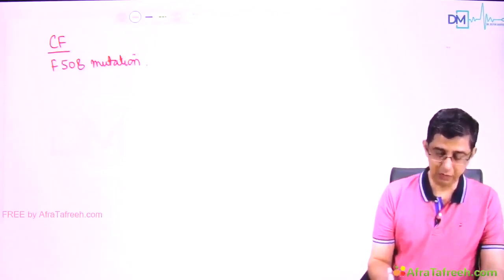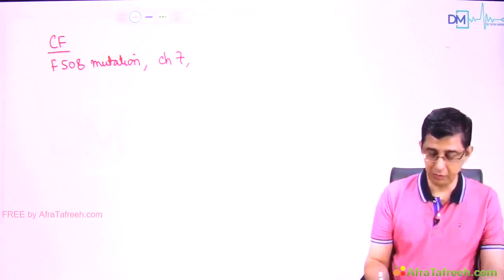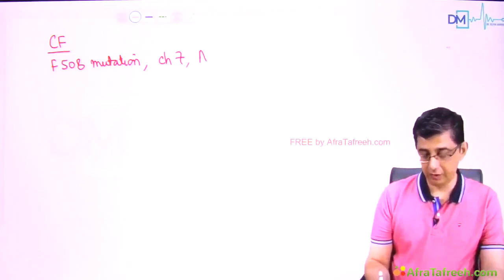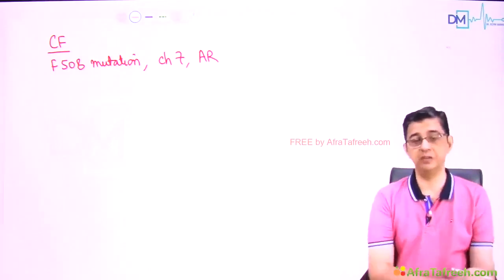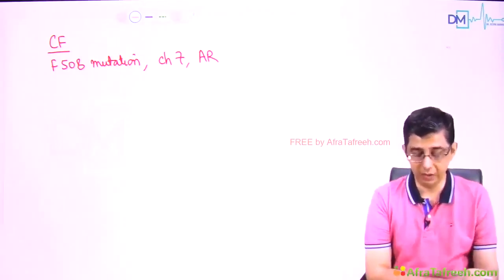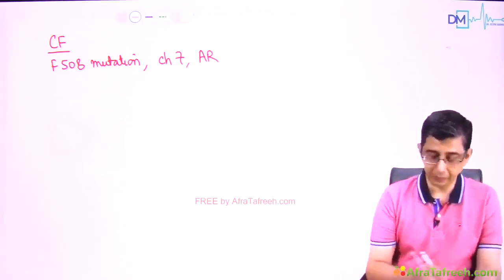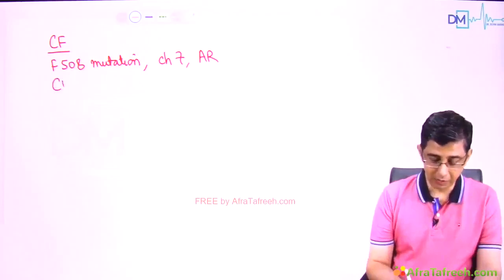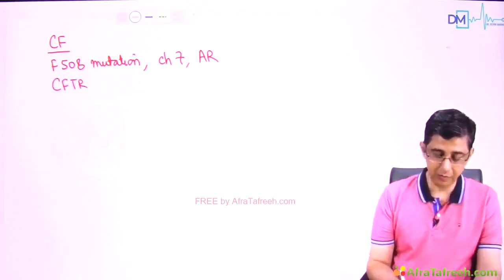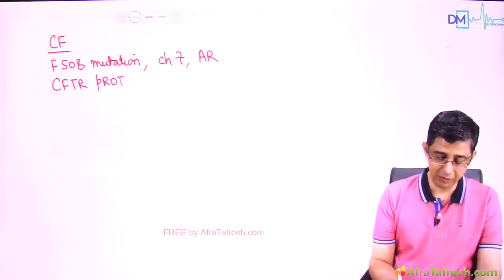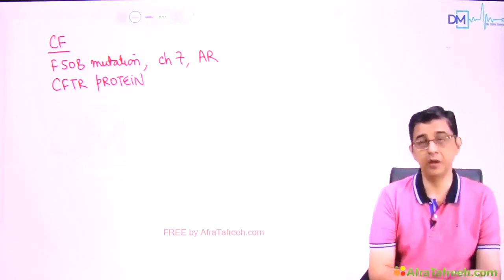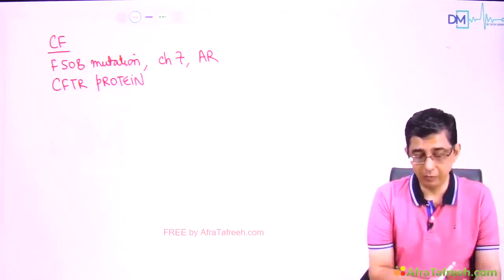The chromosome involved in cystic fibrosis is chromosome 7, and the pattern of inheritance is autosomal recessive, so there is a 25% chance of expression of the disease in the next generation. Now, in this patient, the abnormal protein that is formed is called the CFTR protein, that is cystic fibrosis transmembrane receptor protein, and let us see what the problem is due to this protein.